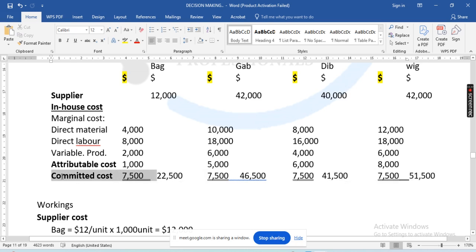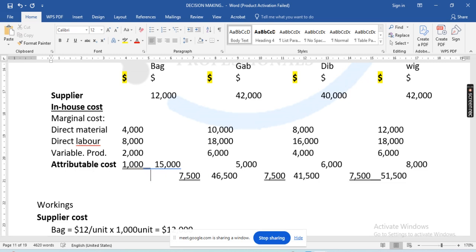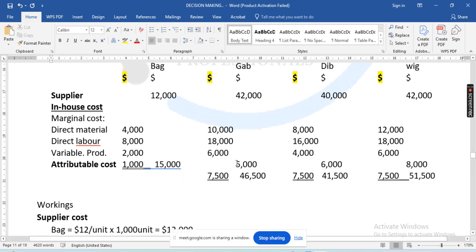When you remove the committed cost, remove 7,500 from 22,500. What do you have? We have 15,000. So we'll remove this. The same thing, remove 7,500.